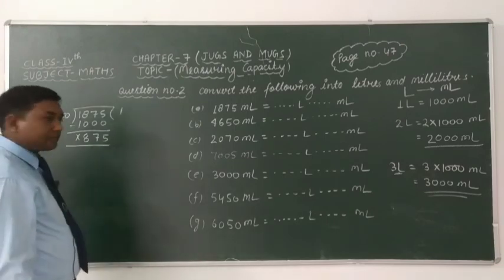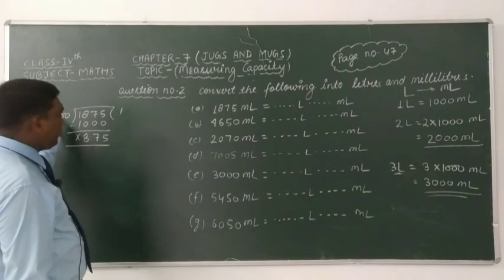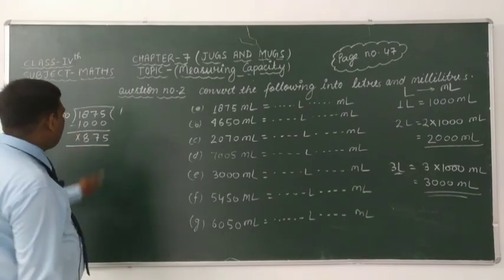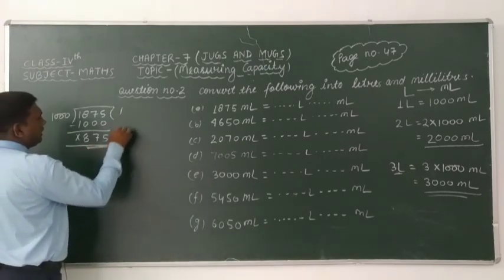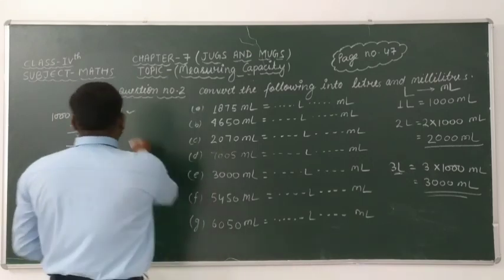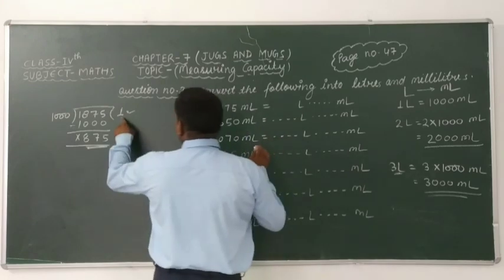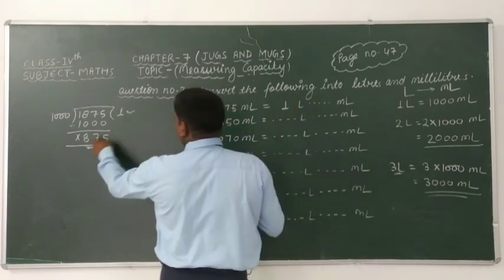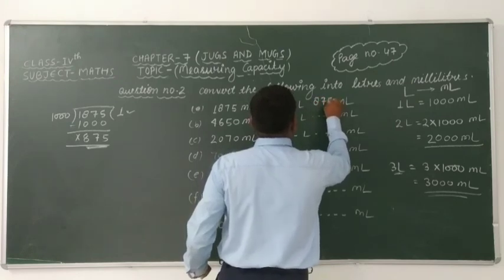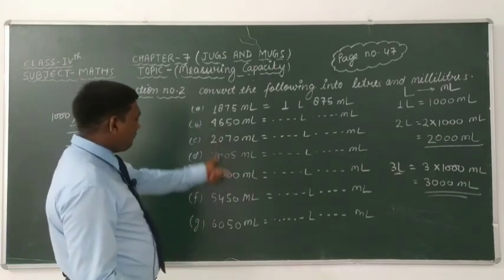Okay, students. Look at here carefully. Here we get 875 as remainder. Okay, students. This is milliliter and this is liter. Therefore, here we get 1 liter and 875 milliliter. Similarly, we can solve all given questions.